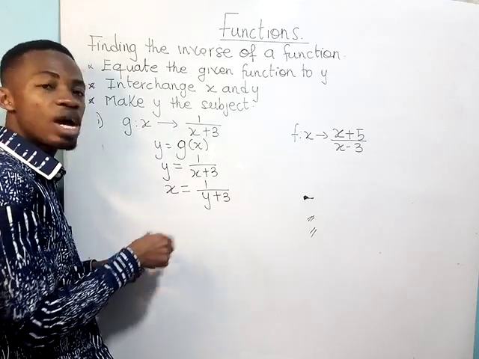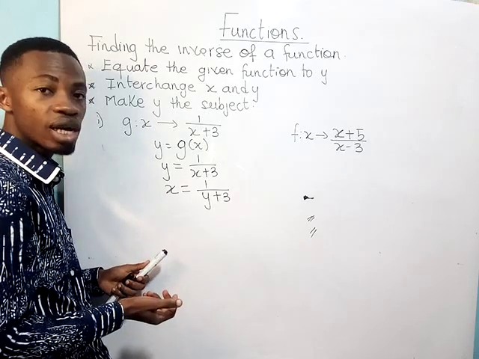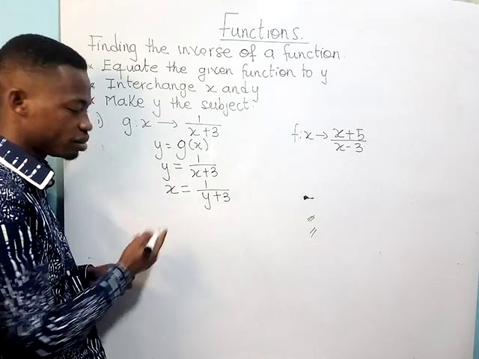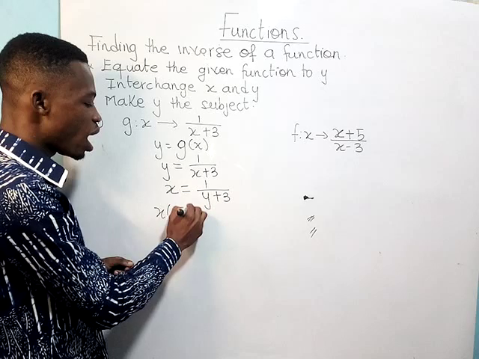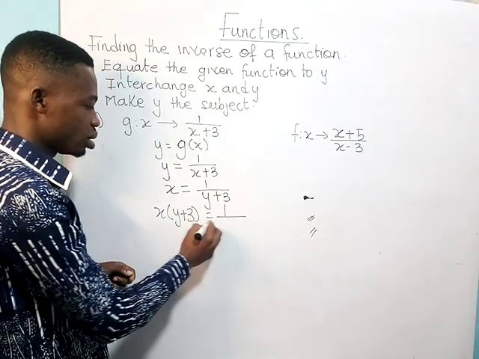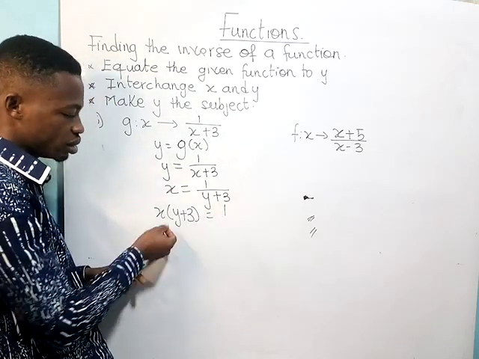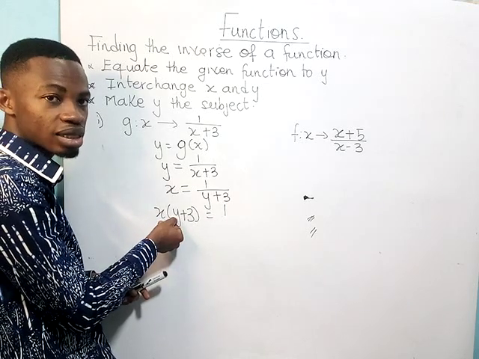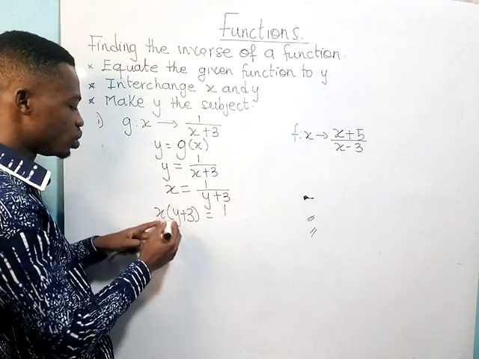The next thing to do is to make y the subject. So here, we have a linear equation involving fractions. So this is what we can do. We cross multiply. So we are going to have x multiplying y plus 3 is equal to 1. Now the next thing to do is we want to make y the subject.